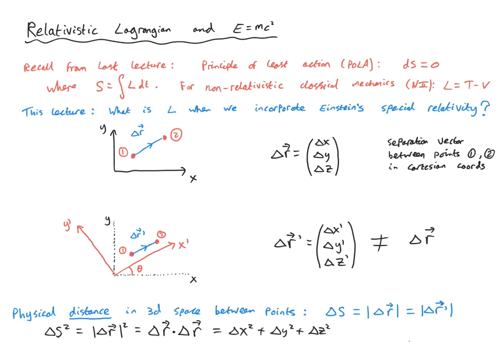And that gives us this interesting relation that the sum of the squares, delta x squared plus delta y squared plus delta z squared, is equal to the sum of the squares, delta x primed squared plus delta y primed squared plus delta z primed squared. So even though the individual components of the vectors do depend on the coordinate system, there is an object which is invariant, and this is the distance between the points.